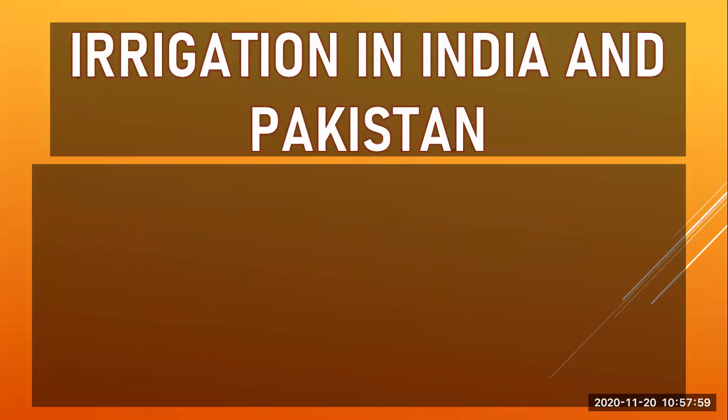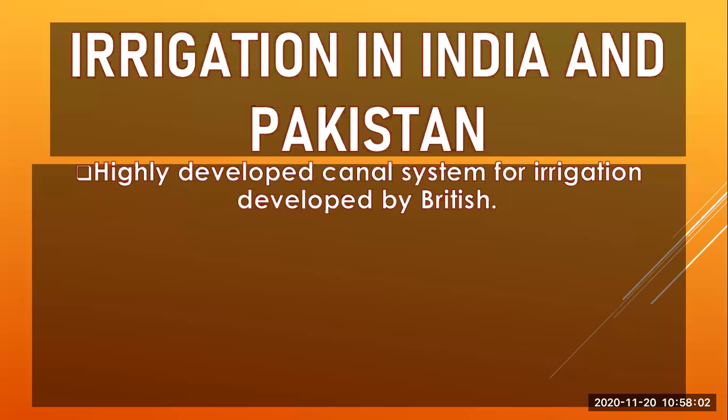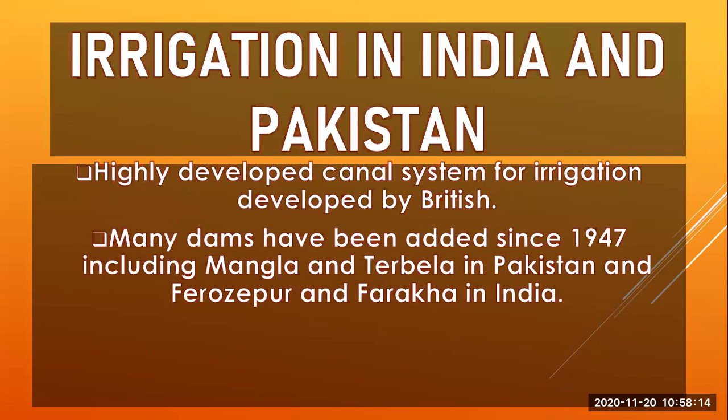Now here comes irrigation in India and Pakistan. A highly developed canal system for irrigation was developed by the British. If we talk about India and Pakistan, they have a developed canal system which was developed by the British. Many dams have been added since 1947, including Mangla and Tarbela in Pakistan, Firozpur and Farakka in India. So these are the names of dams which have been added since 1947.